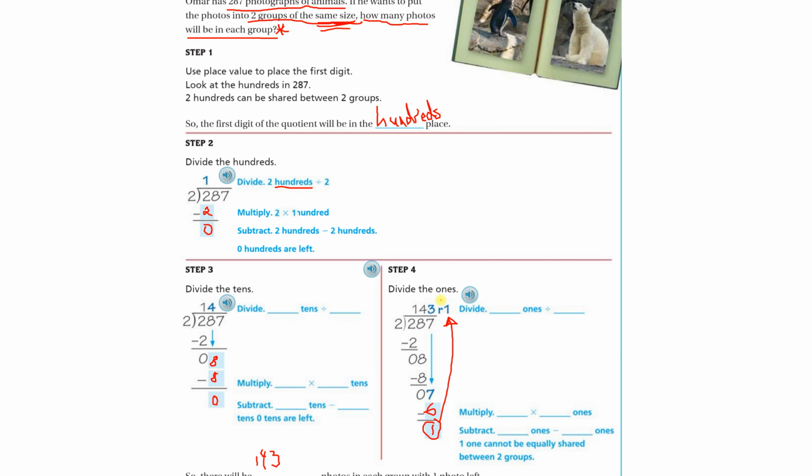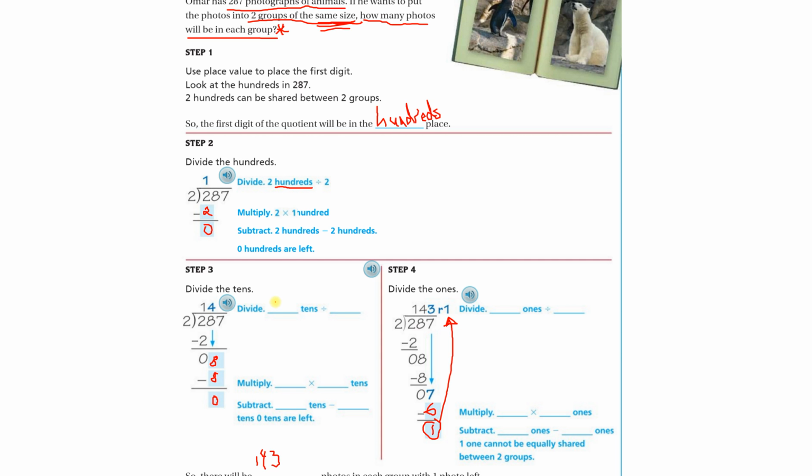Now again, if we're talking about interpreting remainders, we would leave this remainder as a 1 because we wouldn't want to rip that last picture in half and say that they have 143 and a half photos on each page. Because again, it's a photo, you wouldn't want to rip a picture in half. So 143 photos in each group and 1 left over. Okay, we can fill in our information here as well.